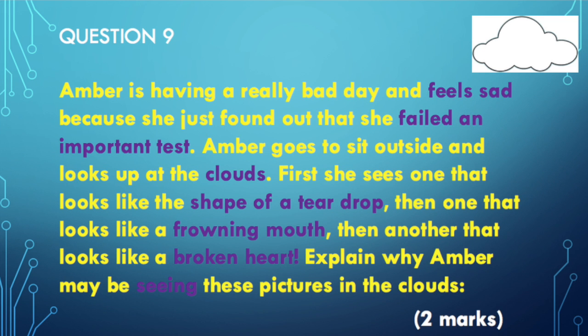Question 9. Amber is having a really bad day and feels sad because she just found out that she failed an important test. Amber goes to sit outside and looks up at the clouds. First she sees one that looks like the shape of a teardrop, then one that looks like a frowning mouth, and then another that looks like a broken heart. Explain why Amber might be seeing these pictures in the clouds.